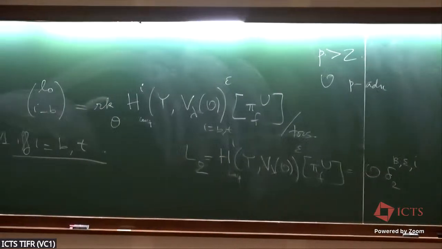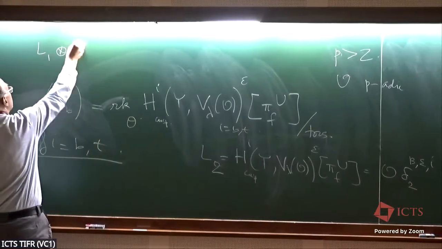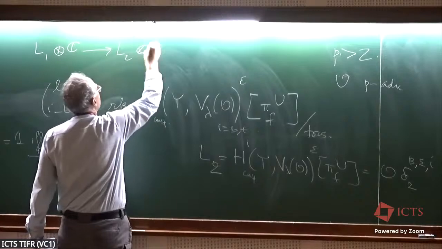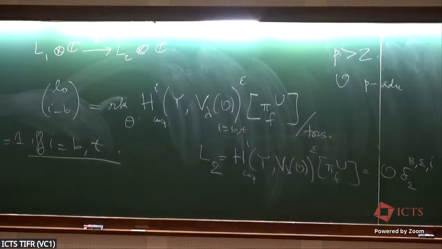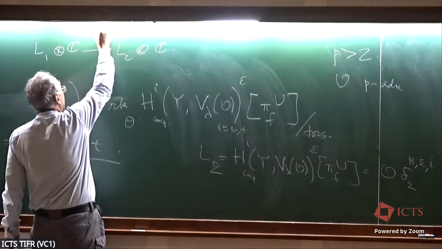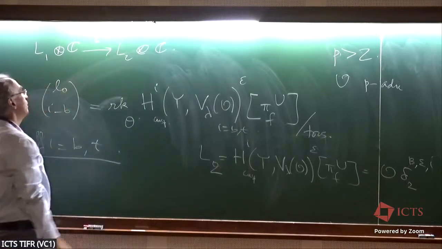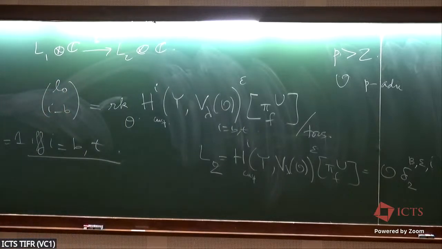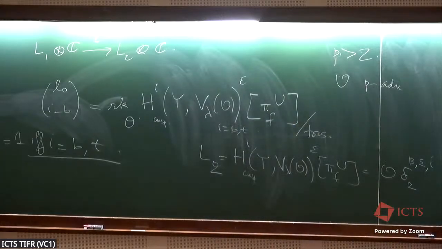Okay, now we need to fix also iota, the isomorphism between L1 tensor C and L2 tensor C. So something which is called the Eichler-Shimura isomorphism, part of it, because it's rank 1. Okay. So of course, it should be called iota epsilon I. There is no epsilon if the field is CM, but there is an epsilon if the field is real. So I try to keep this.